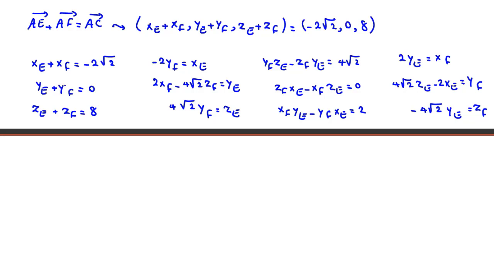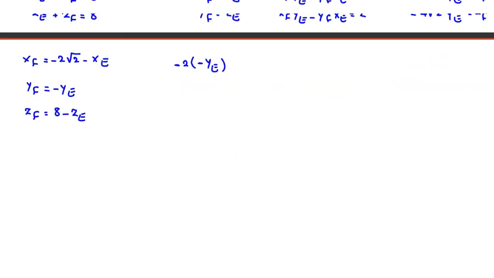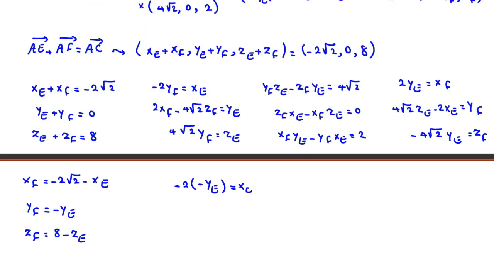From the first 3 equations, I want to get rid of all things about F and write all of them in terms of E. So XF equal to 2√2 minus XE. YF equal to negative YE. And ZF equal to 8 minus ZE. Now, for example, let's consider this equation, negative 2YF. So it will be negative 2 times negative YE. Look, I've combined this and this on the left hand side, equal to XE. Okay, so we conclude XE equal to 2YE.